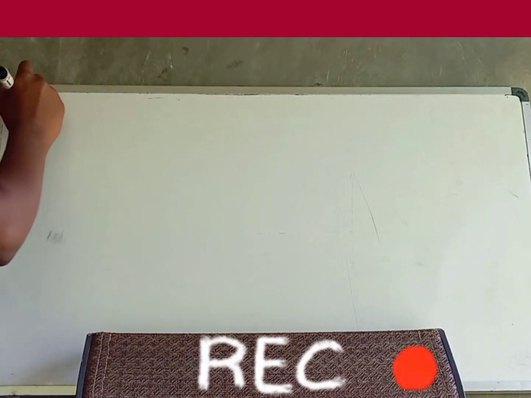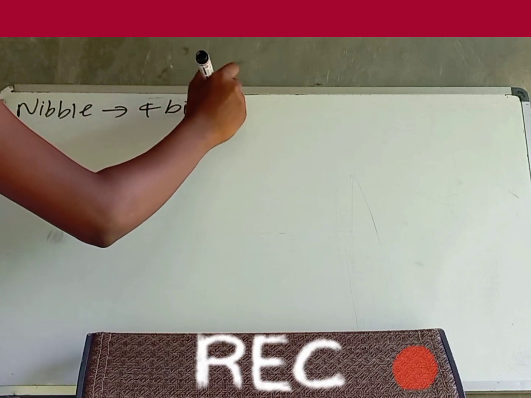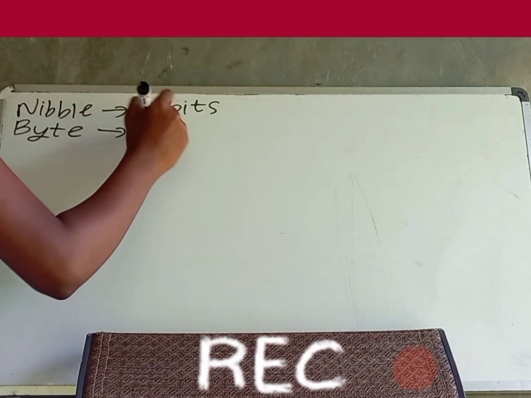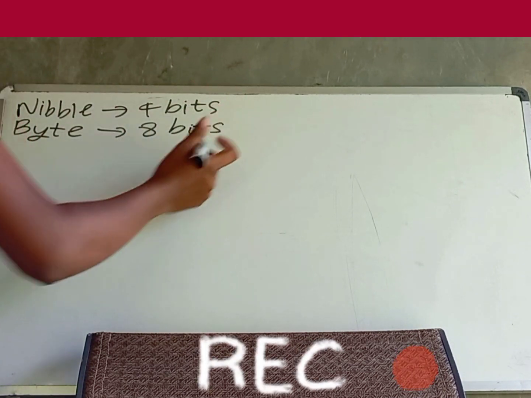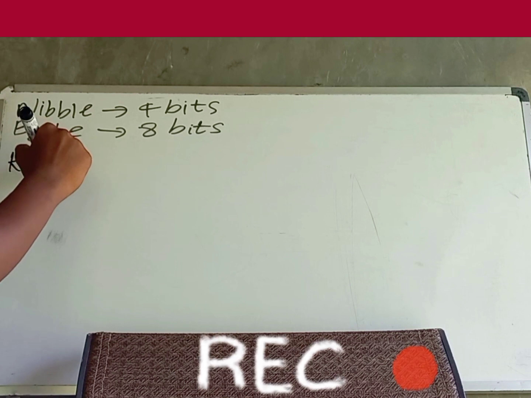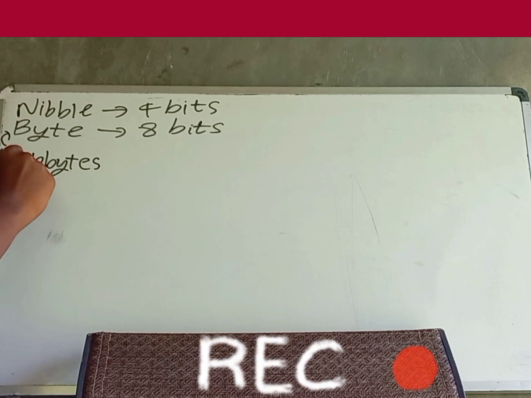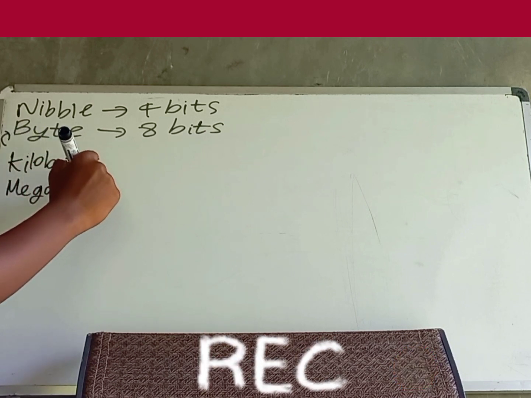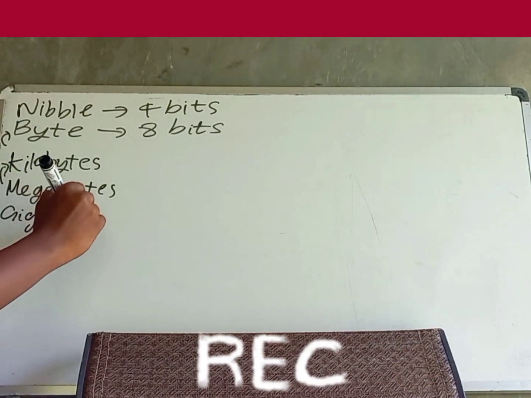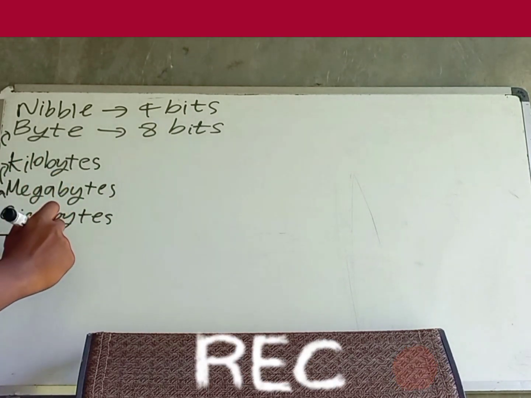So we know what's a nibble. A nibble is 4 bits. What's a byte? A byte is 8 bits. Then there come the kilobytes, consisting of these, and megabytes, consisting of this, gigabytes, consisting of the megabytes, and the terabytes, the last byte.